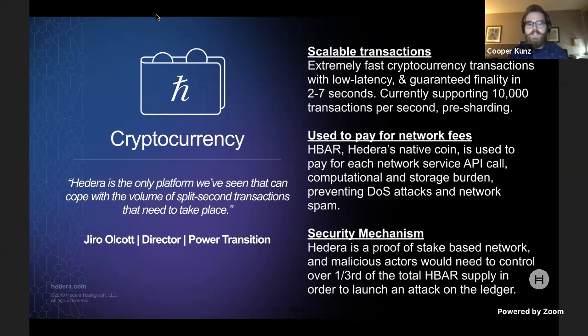The first of which is Hedera cryptocurrency. Like I said earlier, it supports 10,000 plus transactions per second, and that's per shard. Hedera was built from the ground up to shard, and so we will be able to scale far beyond the 10,000 per second and far beyond just a single shard. HBAR is, like other public networks' native tokens, used to pay for the network fees, pay for network storage, and to compensate those nodes actually doing that processing.